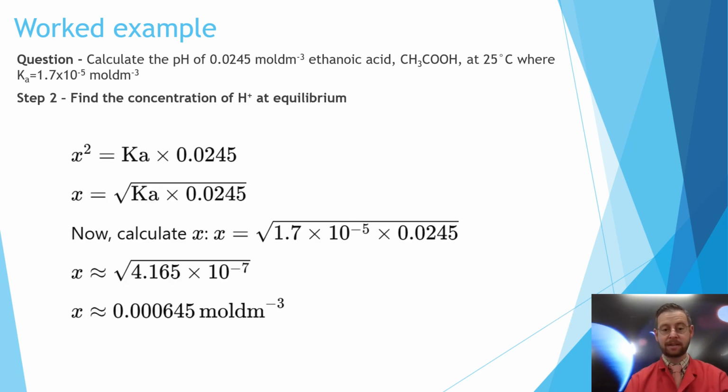You won't need to explicitly write down which approximations you are applying unless it asks for them. And so now it's just about rearranging that formula and solving for the concentration of the H plus ions. So what we can see is that the concentration of H plus ions is equal to the square root of the acid dissociation constant times the concentration of the acid to start with. We put those numbers in, use our calculator, and we get 0.0000645 moles per decimeter cubed. This is the concentration of the H plus ion.